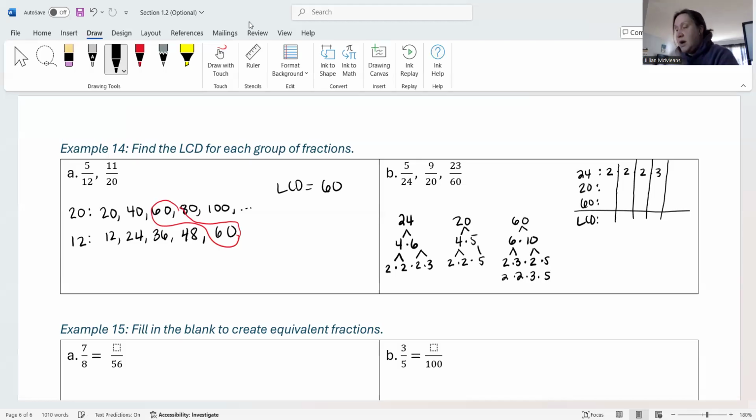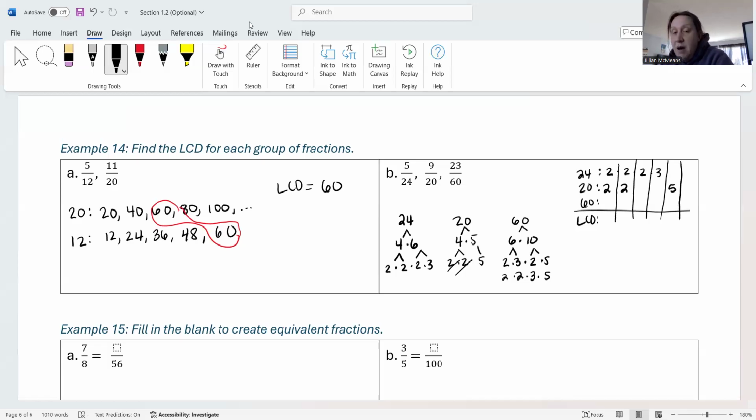All right. So I've got my factorization for 24 done. Now I want to fill in the factors for 20 and 60, and I want to overlap as much as I can. So I want to fill these columns up as much as I possibly can. For 20, I have a 2. I have another 2, but then I have a 5. There's not a column that has a 5 in it, so I have to start a new column here. So I'm going to start a 5s column.